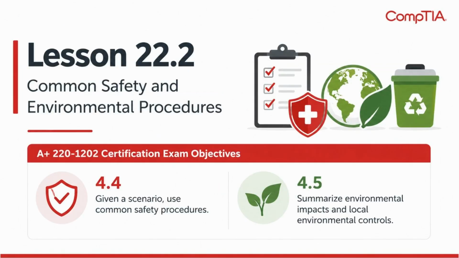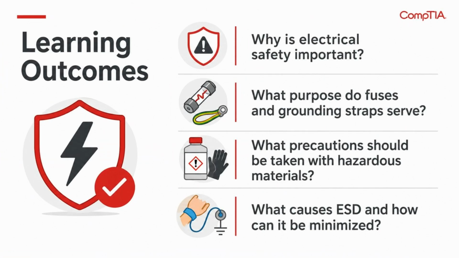Lesson 22.2: Common Safety and Environmental Procedures. This lesson maps to CompTIA A+ 220-1102 objectives, 4.4 using common safety procedures, and 4.5 summarizing environmental impacts and local environmental controls. By the end of this lesson, you should be able to answer: why is electrical safety important? What purpose do fuses and grounding straps serve? What precautions should be taken with hazardous materials? And what causes ESD, and how can it be minimized?